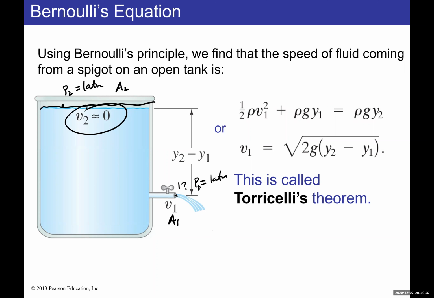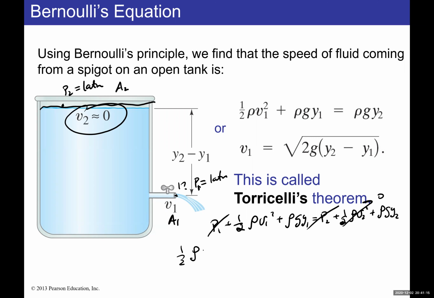Well, what I will do then, I will again use the Bernoulli equation: P1 plus 1/2 rho V1 squared plus rho g y1 equals P2 plus 1/2 rho V2 squared plus rho g y2. Well, I can cancel P1 and P2 because they're exactly the same. V2 is equal to 0. Then all I have here is 1/2 rho V1 squared equals rho g y2 minus rho g y1. I can even cancel all the densities.